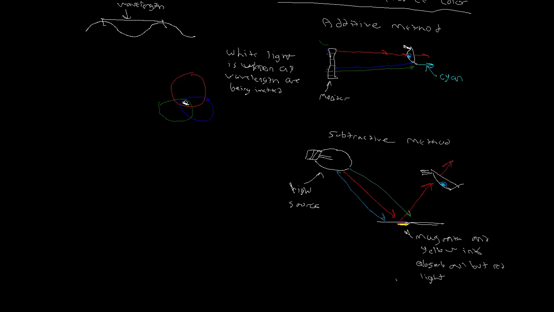Where we have red and green overlapping is going to be our yellow. Where we have green and blue overlapping, this is going to be our cyan. And where red and blue overlap, this is our magenta. So white light happens when all of the wavelengths are being emitted. Black happens when none of the wavelengths are being emitted.